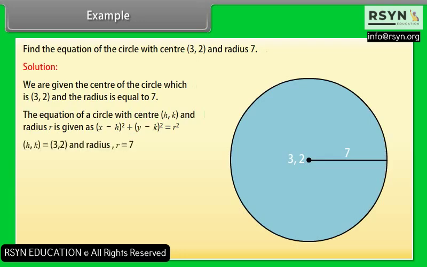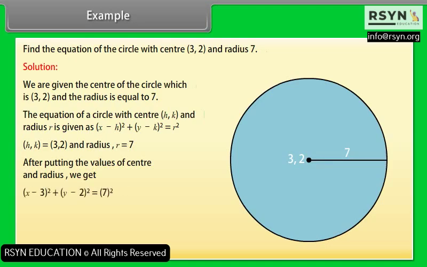h and k are equal to 3 and 2, and radius r is equal to 7. After putting the values of center and radius, we get (x minus 3) whole squared plus (y minus 2) whole squared is equal to 7 squared. By calculating it, we get x squared plus y squared minus 6x minus 4y is equal to 36.